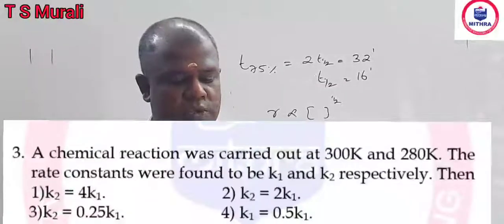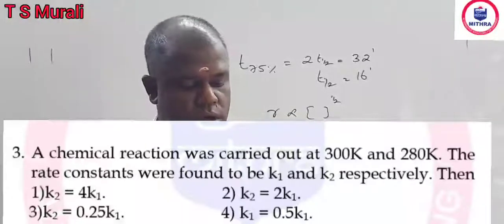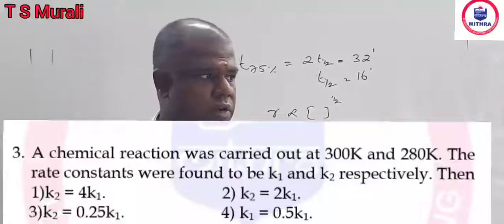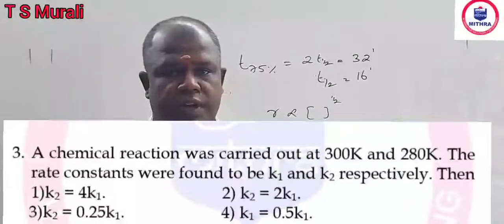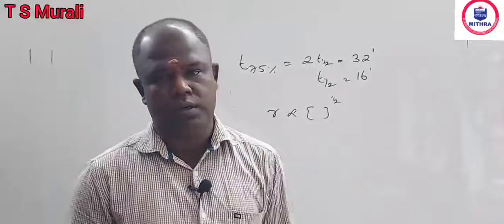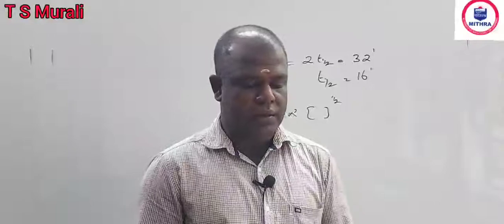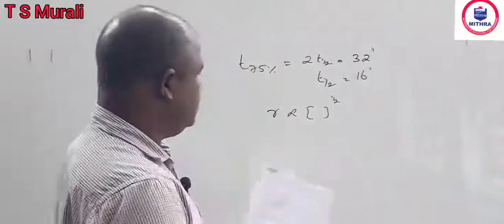A chemical reaction was carried out at 300 Kelvin and 280 Kelvin. Rate constants were found to be K1 and K2. Then K1 and K2 are related respectively. There is a simple relation. For every 10 degree rise in temperature, the rate of the reaction is minimum doubled. So keeping that idea, 280 to 300.